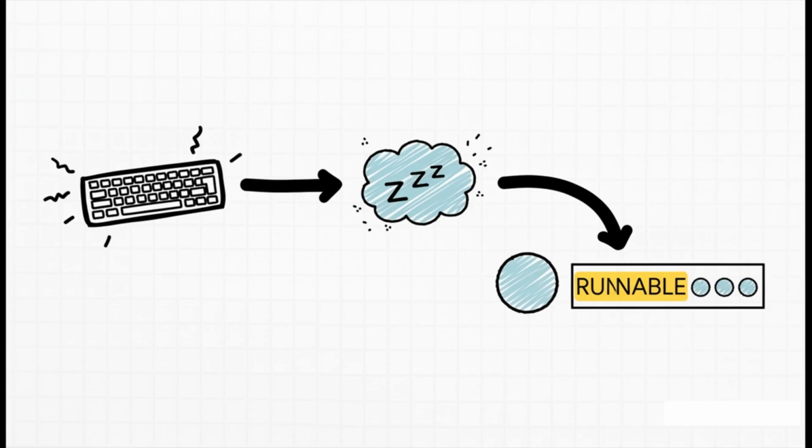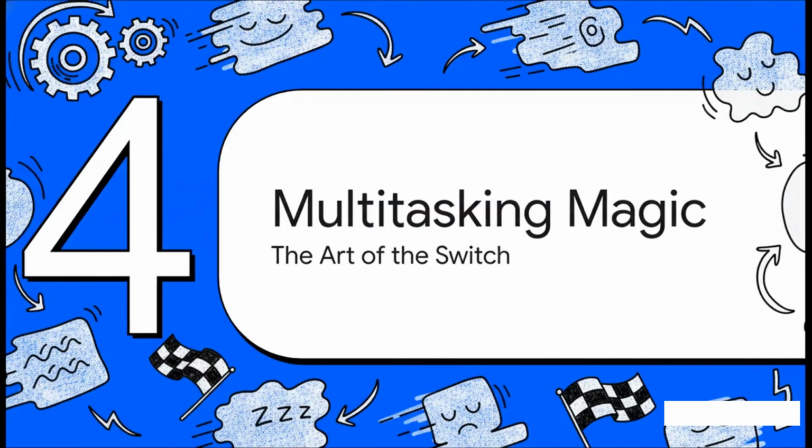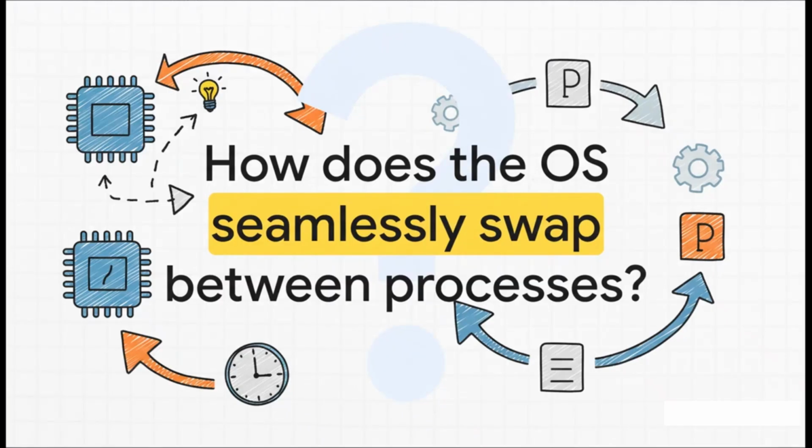And this whole cycle, it happens thousands of times a second. It's wild. This constant, ridiculously fast switching between processes, that's the secret sauce of multitasking. It's what creates the illusion that your computer is doing 100 things at once. But how does the OS pull off the swap so cleanly? The mechanism behind this entire magic trick is a core operation called a context switch.